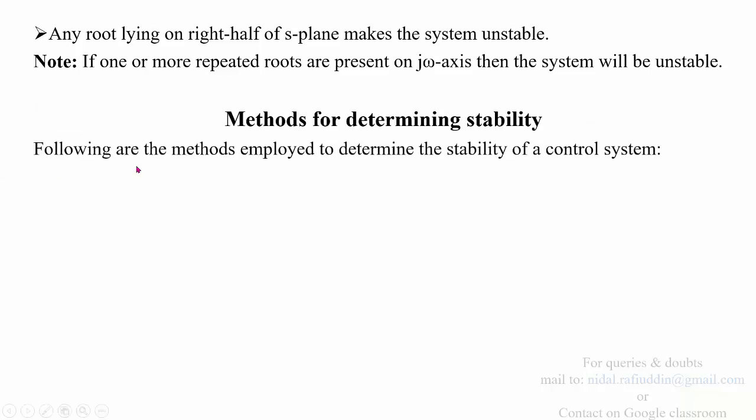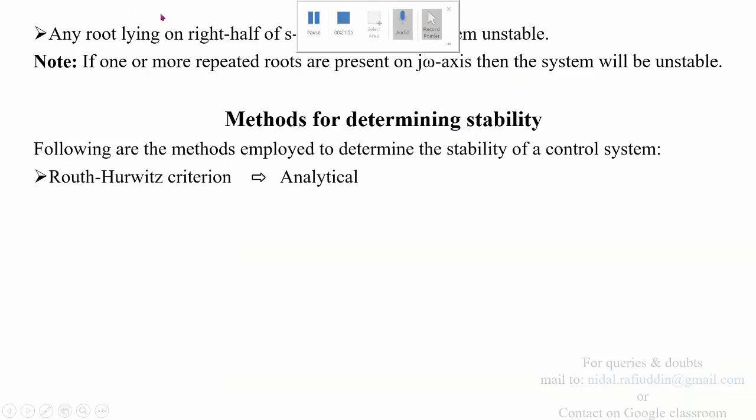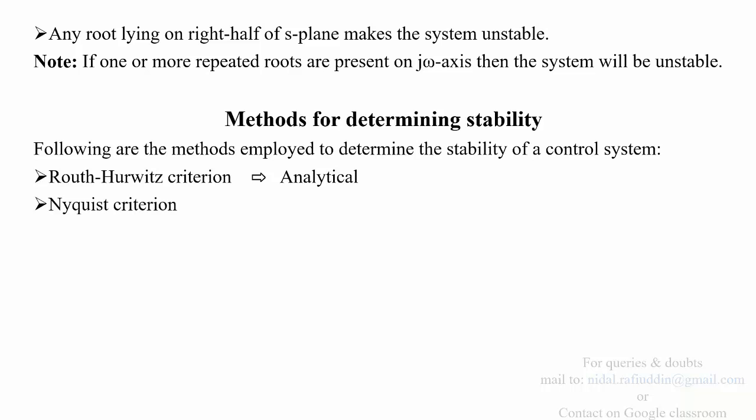The following are the methods employed to determine the stability of a control system. Routh-Hurwitz criteria, which will be studied in the next lectures, is a sort of analytical approach. So you'll see in the upcoming lecture how and what type of analysis is done in Routh-Hurwitz criteria in order to conclude about the stability or instability of the system. The second is the Nyquist criterion. The third is the Bode plots. These two, Nyquist and Bode, will be, I guess, in the next unit, unit 4. We'll study these criteria or plots, and these are graphical approaches to conclude about the stability of any system.